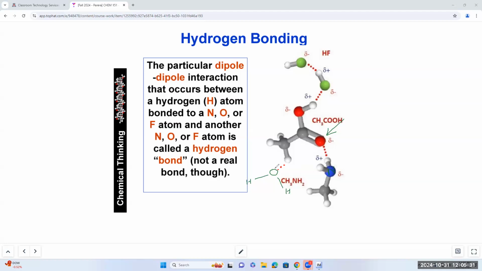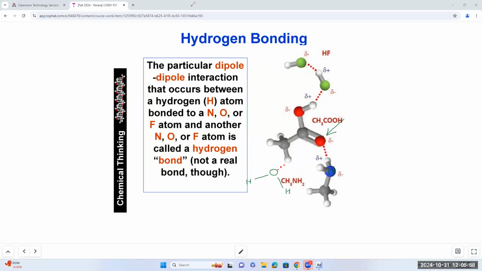Anybody? I know you know it. You just didn't tell me. Why don't we consider that interaction as hydrogen bonding? Kendall, go ahead. Because there's not a hydrogen in the middle. There is hydrogen there. Where? Oh, okay, it's not bonded in the middle. Thank you. It is not bonded to nitrogen, oxygen, or fluorine.